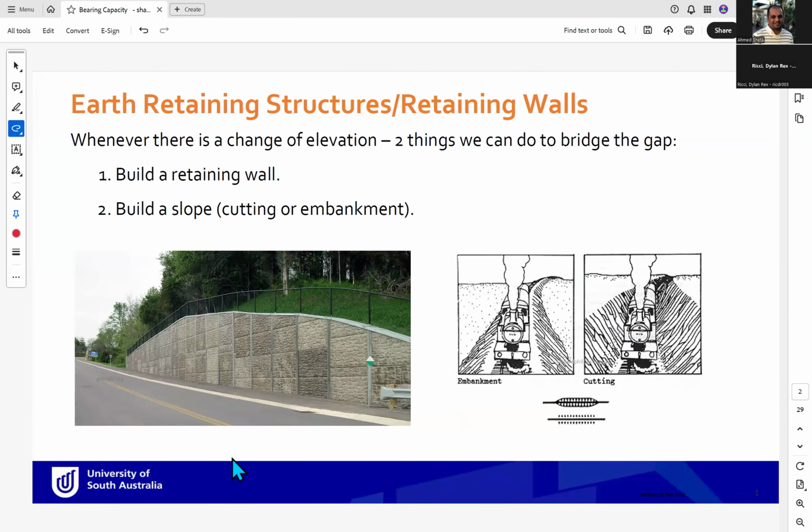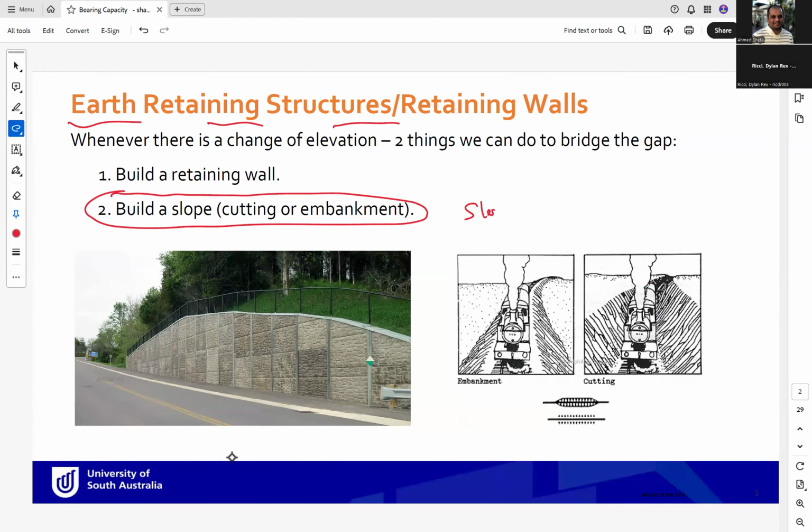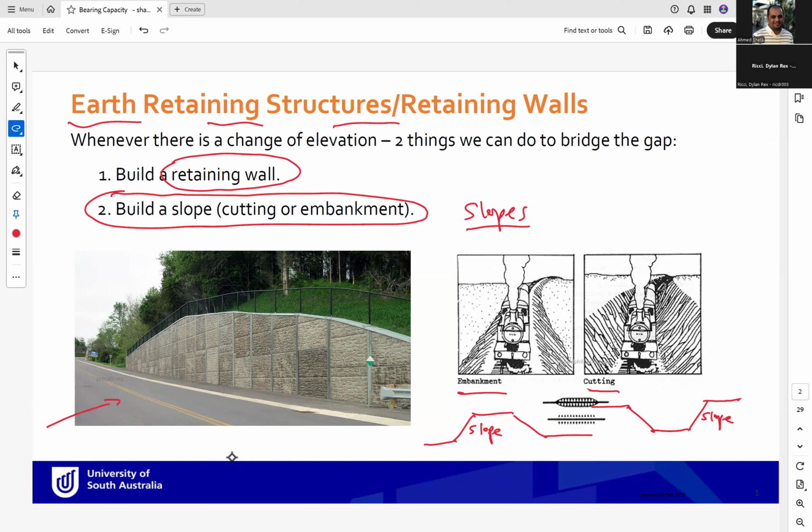And if you remember from last week, we have some earth retaining structures. Last week we talked about slopes, which can be embankment or cutting. So we can have an embankment like that, and it can also be a cutting. So this is our slope. Today, or this week, we will be talking about retaining walls, something similar to the left image here.